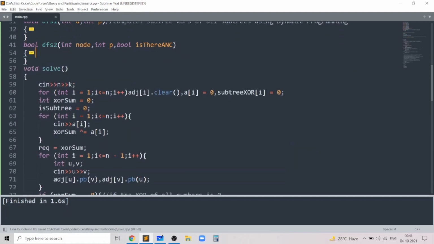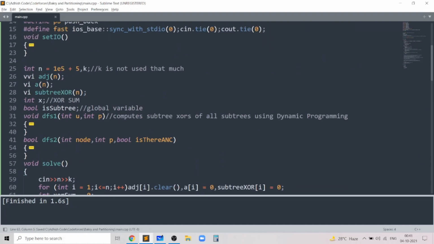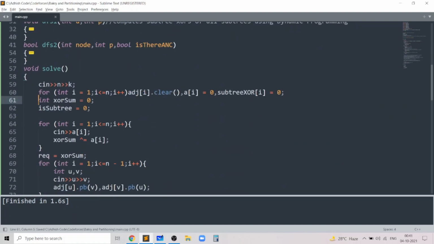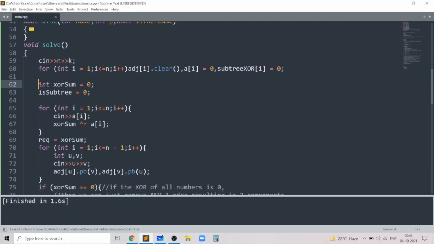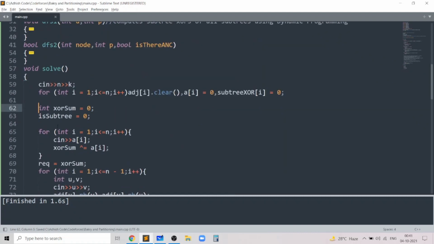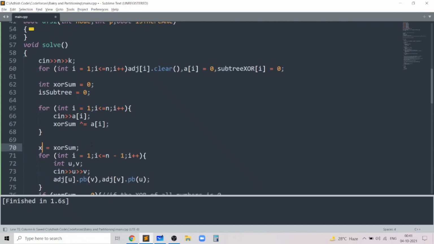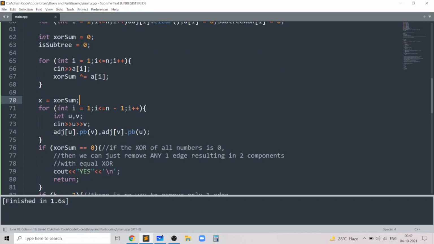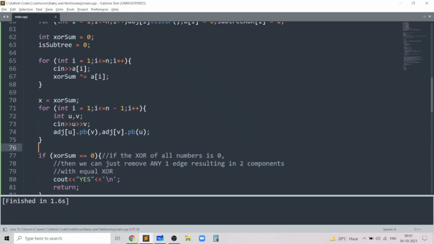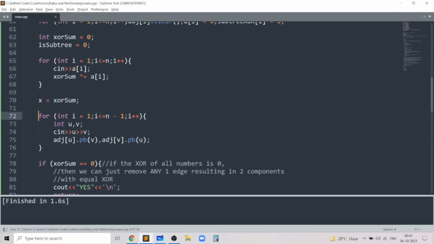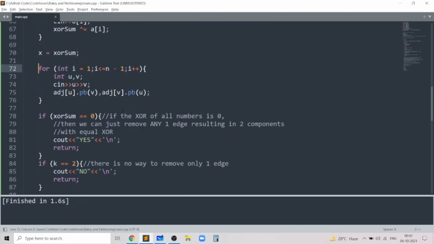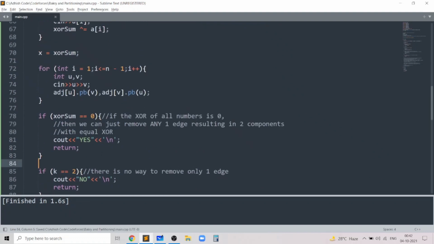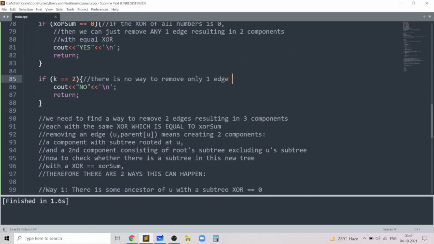Then in the main method, I take in the value n and k. I just clear all the elements because I use global variables in most of the cases. I initialize XOR sum to be 0 and I compute the XOR sum of all the n elements. Then I set the required value, which is x, to be XOR sum. If the XOR sum is 0, then we can just remove any of the edges, resulting in two components with equal XOR. Otherwise, if k is 2, then we have to only remove one edge, so that's why there's no way to do that. So we print no.